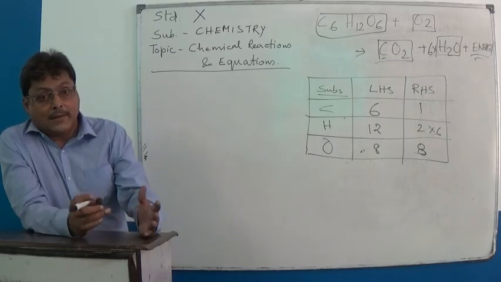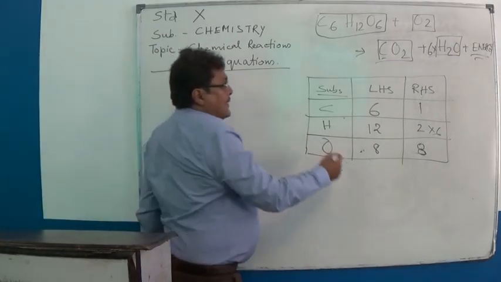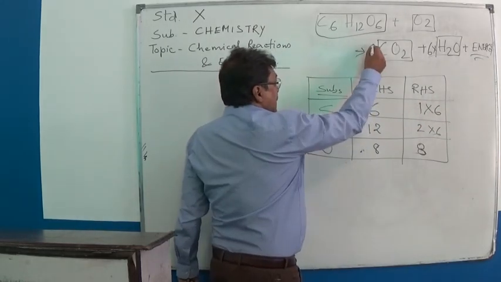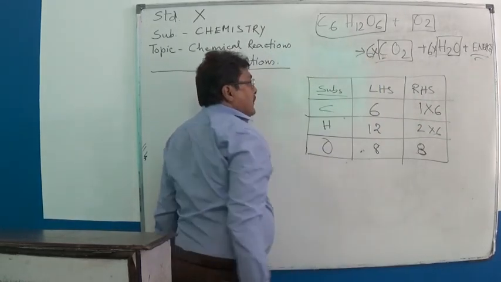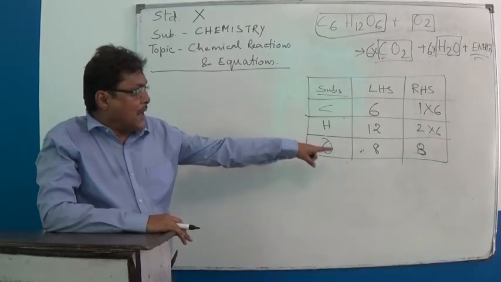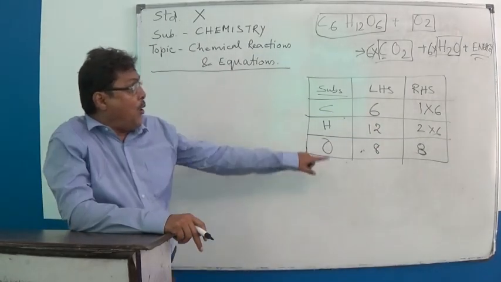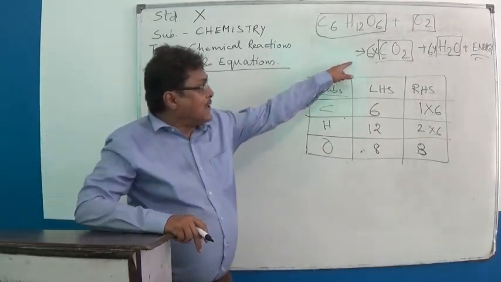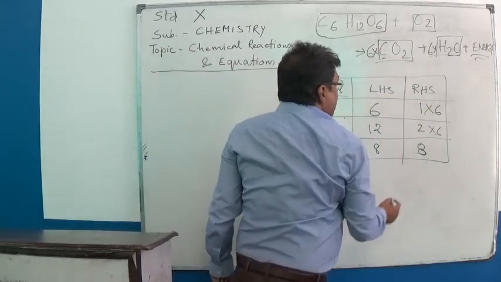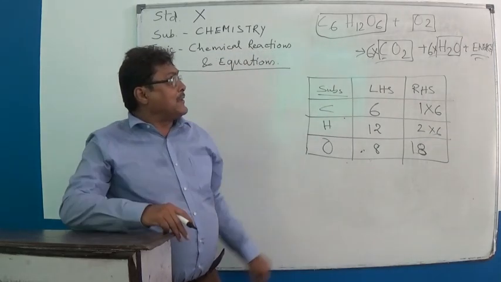But let's see. We balance the carbon. To balance the carbon, we multiply the right hand side with 6. You see what happens: now the carbon is balanced, hydrogen is balanced, 6, 6, 12, 12. But the oxygen has increased on the product side. Now there are 12 and 6, 18 oxygen, whereas only 8 on this side.